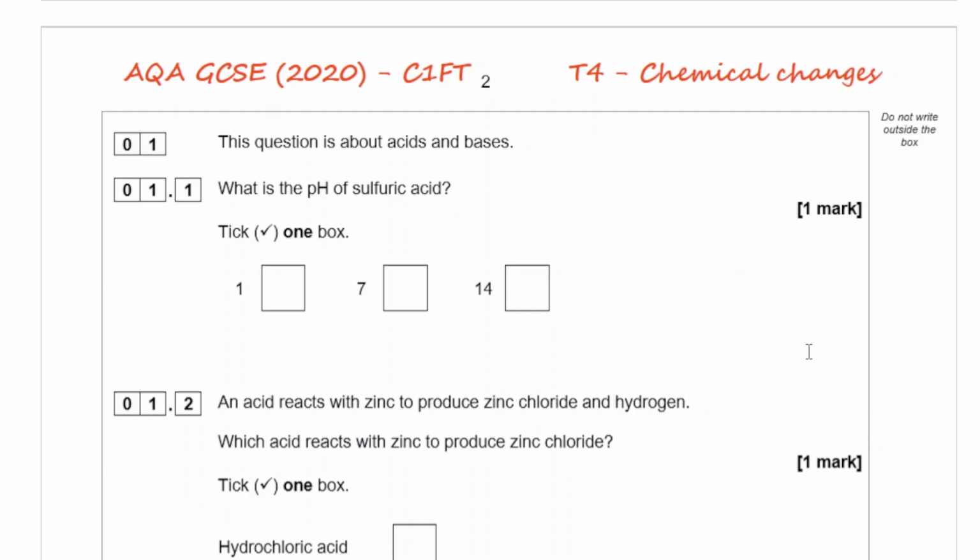So question number 1 is on the topic of chemical changes. This question is about acids and bases. What is the pH of sulfuric acid? That should be 1. If it has pH of 7, then it's neutral, like water. If it's 14, it's a strong alkali or base, like sodium hydroxide or ammonium hydroxide.